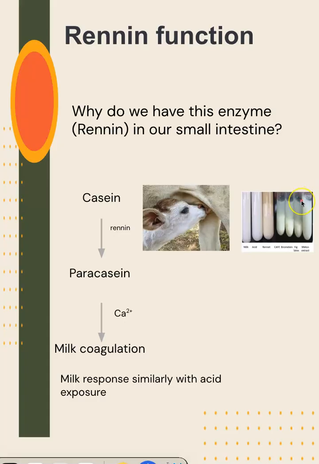Milk will respond really similarly if you were to expose it to an acidic situation as well. Here we have some examples of the milk, and if you add the acid to it, it can solidify. And you can see here, if you add the rennin, it will also solidify into little curds. So that is what we're going to observe in lab today.